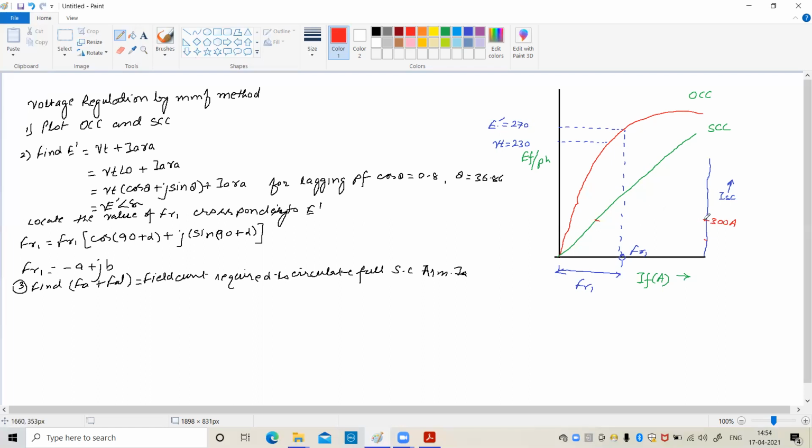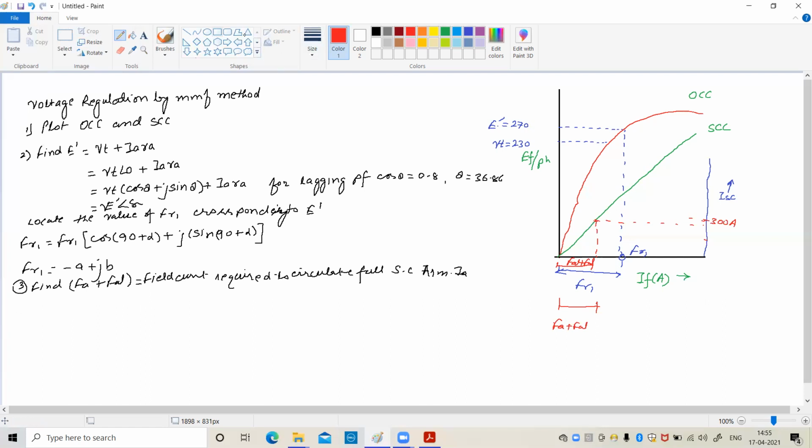Okay. Now locate this point on the short circuit characteristic. Say this is the location of the point on the short circuit characteristic. Come to the DC current, that is the excitation current. So this much part is FA plus FAL. So this is the FA plus FAL. I just write it over here. So we found the FA plus FAL.